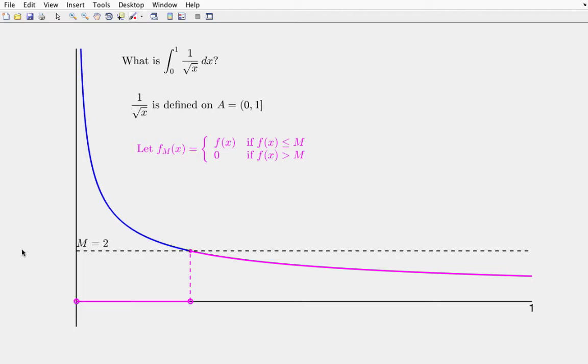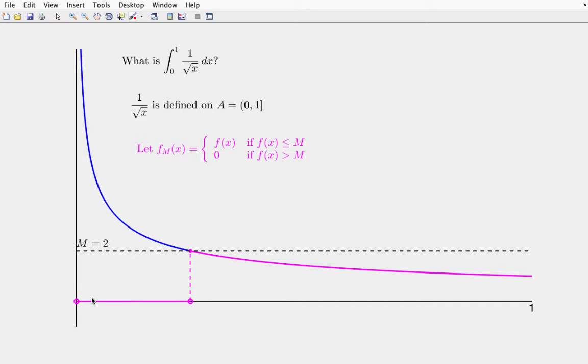Let f_m be f if f is less than or equal to m and 0 otherwise. This is a way of allowing our function to be bounded. Notice that f_m is bounded, and of course it's defined on the same domain, which is also bounded. So for f_m, we can actually use the standard Riemann definition of integration.